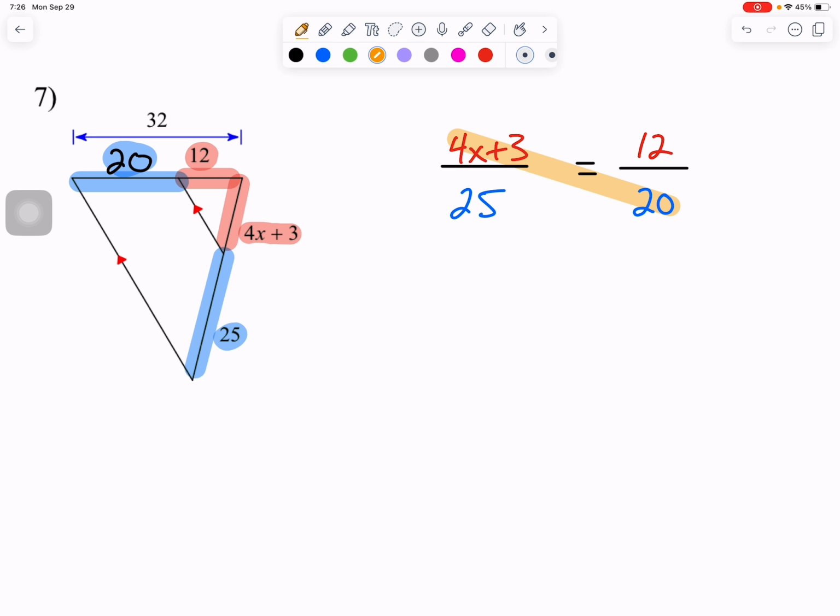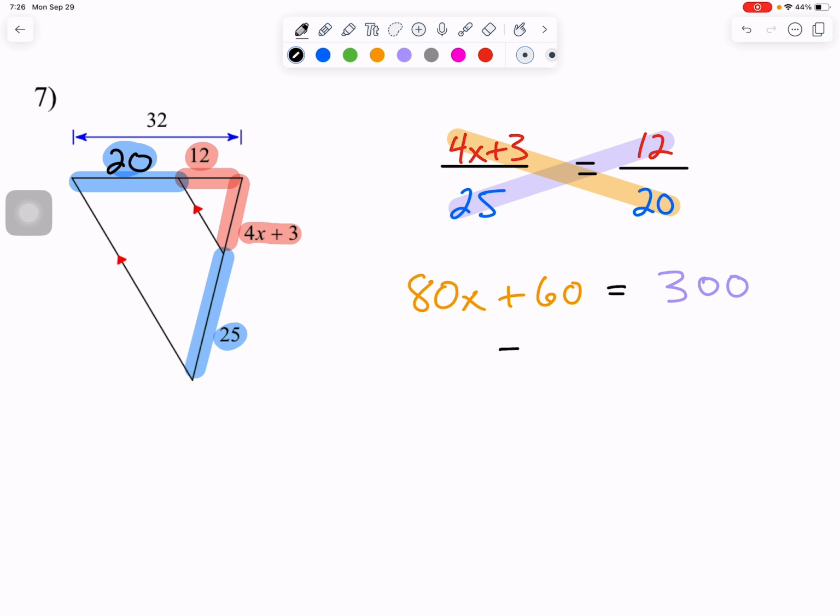All right, 4x times 20 is 80x. 20 times 3 is 60. We will set that equal to 25 times 12, which is 300, because 12 quarters, well, that's $3, giving me 300 here. And then from here, it's just a simple two-step equation.